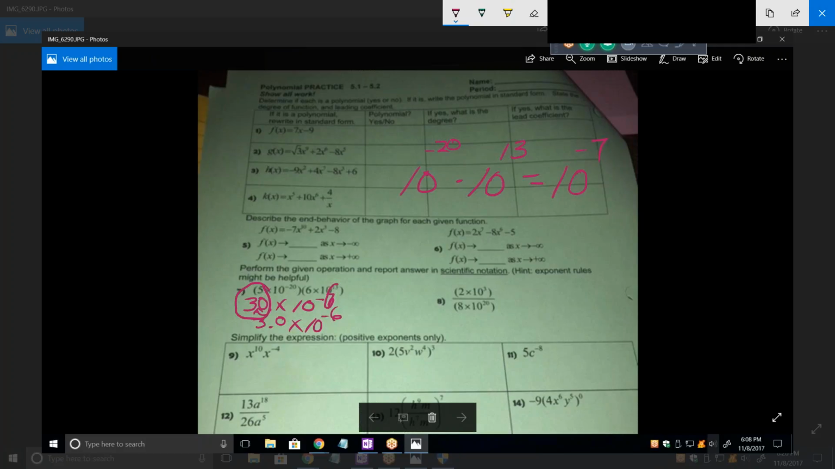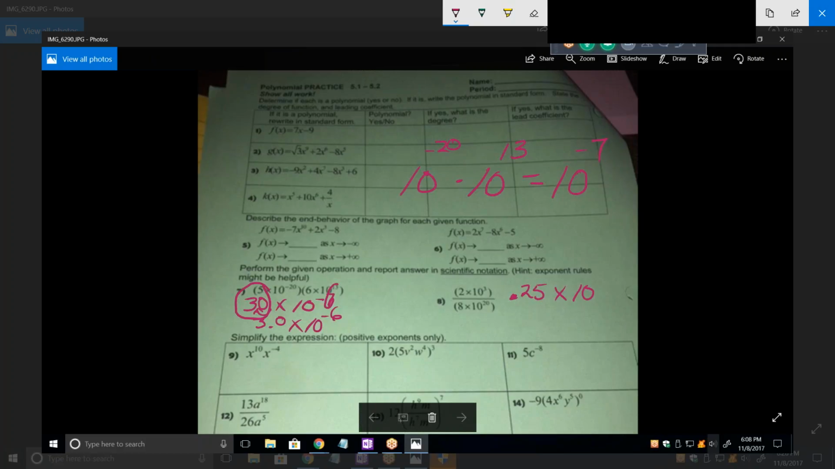What's 2 divided by 8 in decimal form? 2 divided by 8 is 1/4. In decimal form, that's 0.25. I'm going to write it in decimal form. It's one of the few times in math where I like decimal form. Usually I don't like decimal form, but in scientific notation, it's critical.